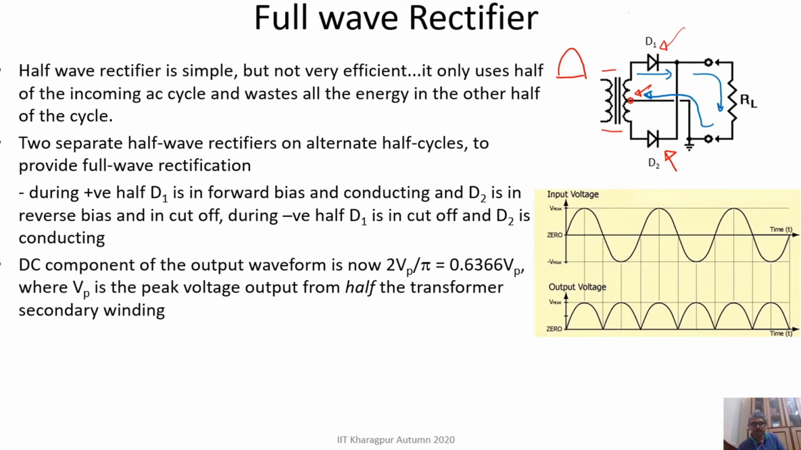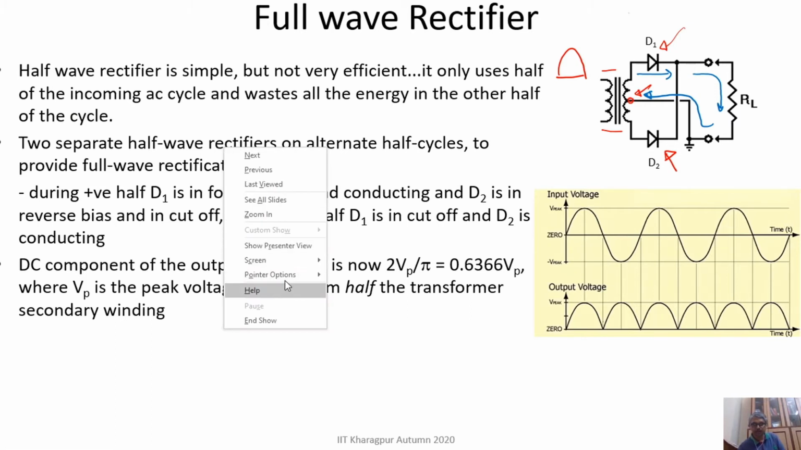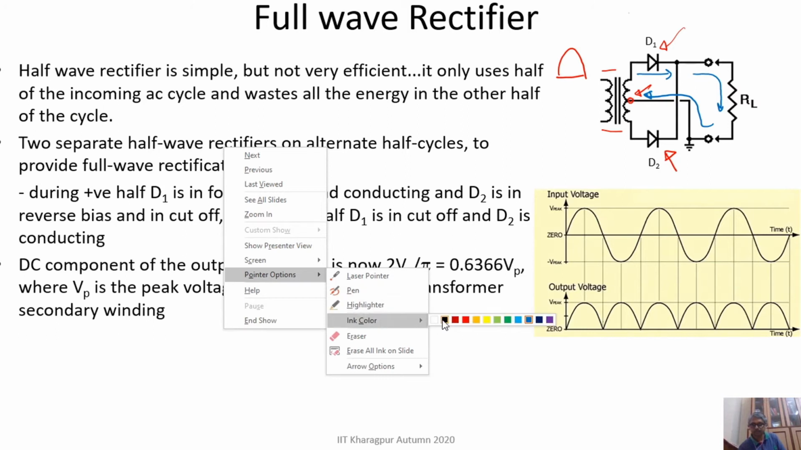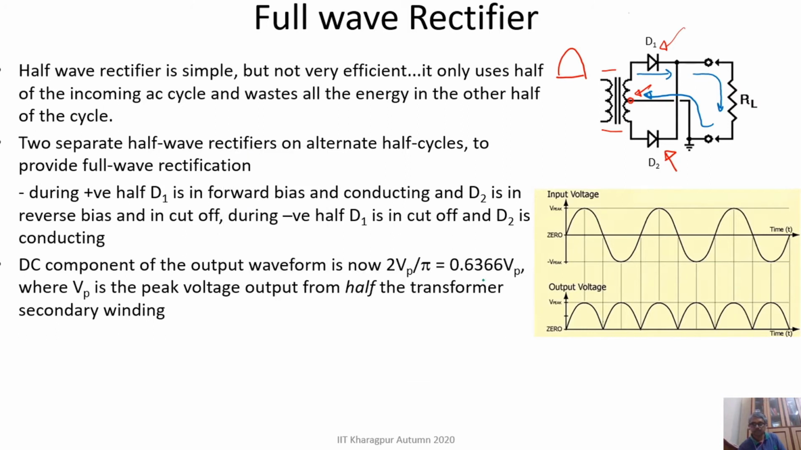Now in the negative half cycle of the input voltage, D2 will be on, because D1 will then be reverse biased. When D2 is on, the current will flow like this. I hope you can follow. The current will flow like this and come back to the center tap of the transformer. So that is why the center tap transformer is important, because it is closing the loop.